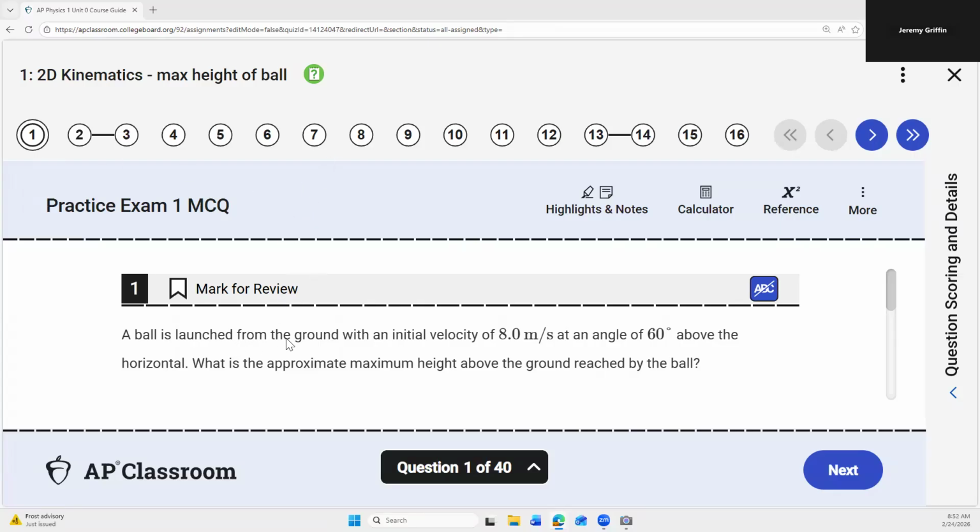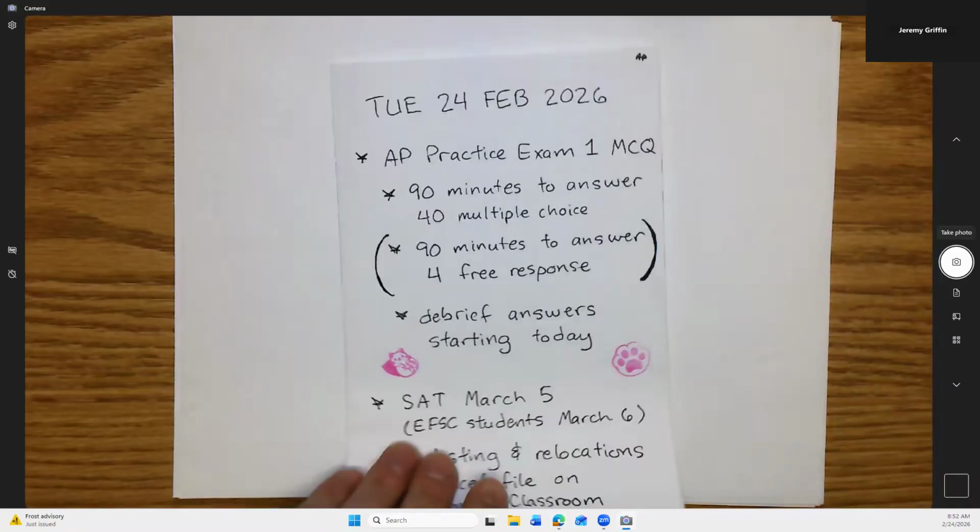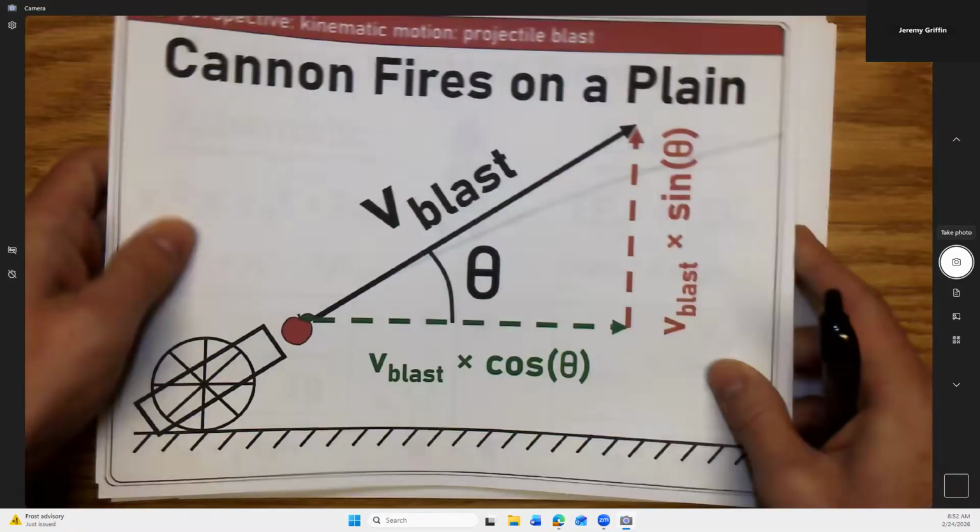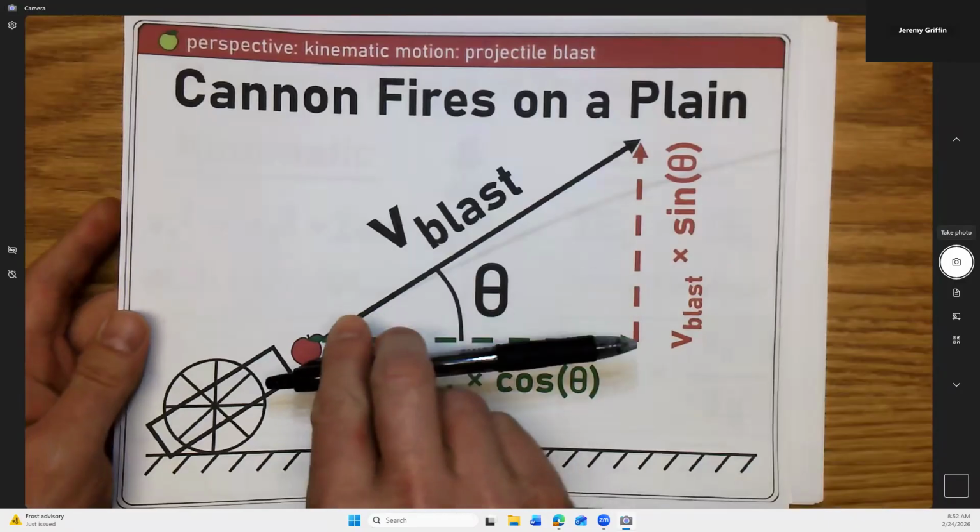Got a ball launched from the ground with initial velocity 8 meters per second at 60 degrees above the horizontal. What's the approximate maximum height above the ground reached by the ball? Now, for something like this, I would want to draw a picture. Right, so this image comes to mind. I mean, this is what's going on, right?